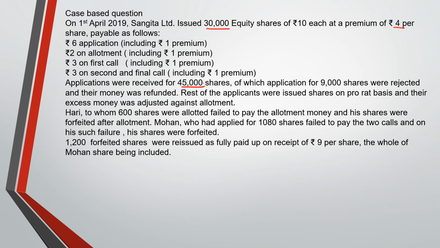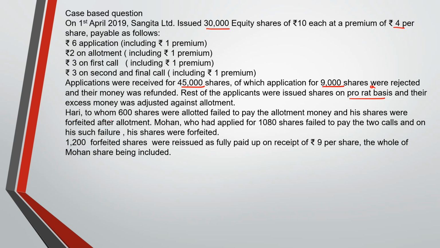Applications were received for 45,000 shares. It is a case of over-subscription of shares, of which applications for 9,000 shares were rejected. So out of the 45,000, directly they have rejected and they would have refunded their money. So out of 45,000, 9,000 gone, 36,000 shares are lying there. In respect of that, they are saying the rest of the applicants were issued shares on pro rata basis, and their excess money was adjusted against allotment. So which means for 36,000 applicants, the 30,000 shares which were issued are allotted.